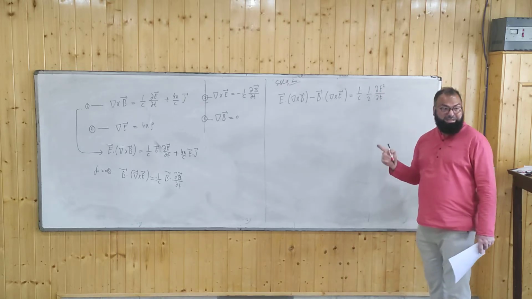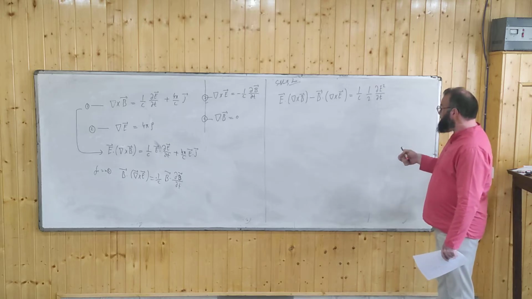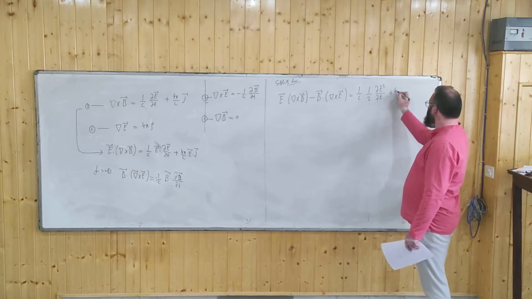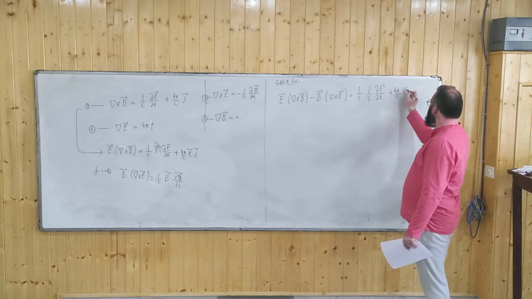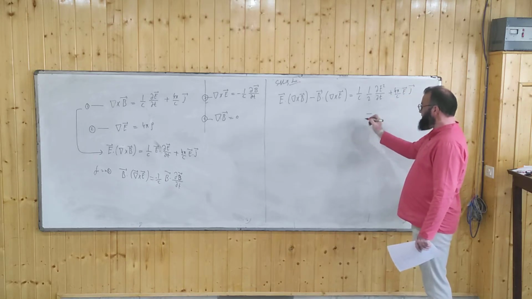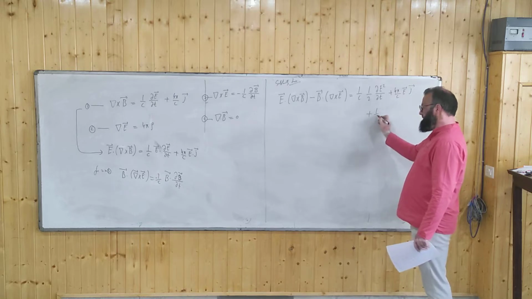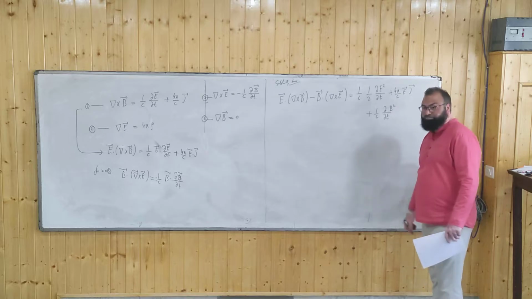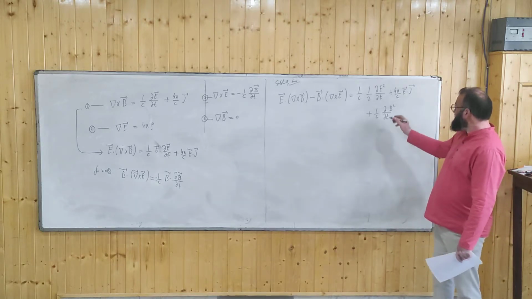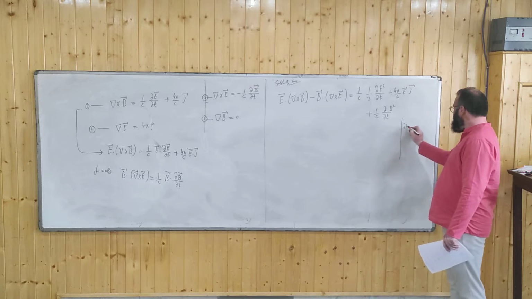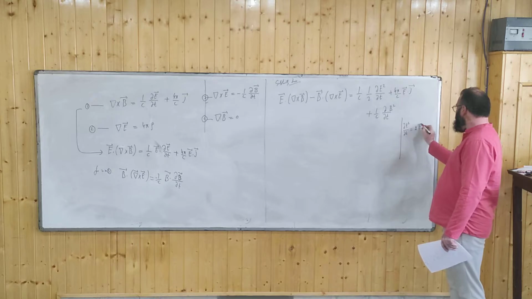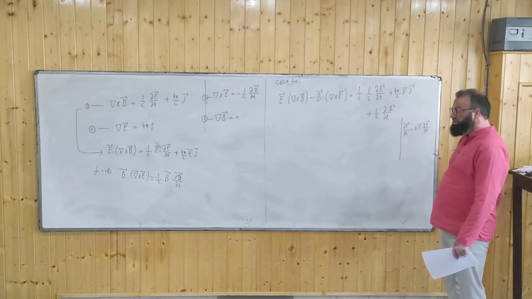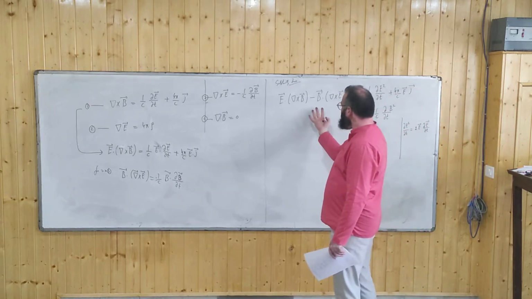Since E square is actually E dot E. Okay? So then plus 4 pi by c E dot j, minus and minus is plus. Similarly, I can write 1 by c partial by partial t B square. So what we have used: partial E square by partial t is equal to twice E dot partial E by partial t, since E square is E dot E. Now can you tell me what this object is?